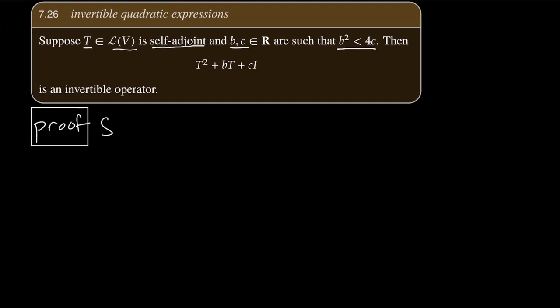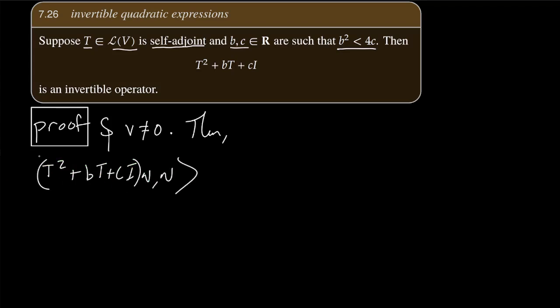So here's all we'll do. Suppose V is not equal to 0. Then, here's what we get. We'll take T squared plus BT plus CI, and I'm going to apply it to V. And then I'll put V in an inner product with it.